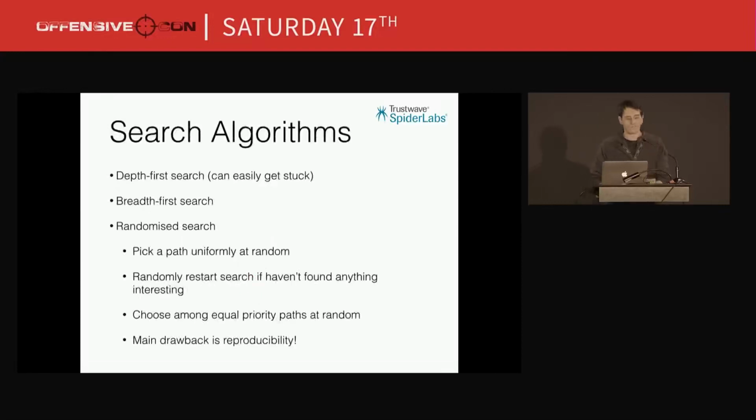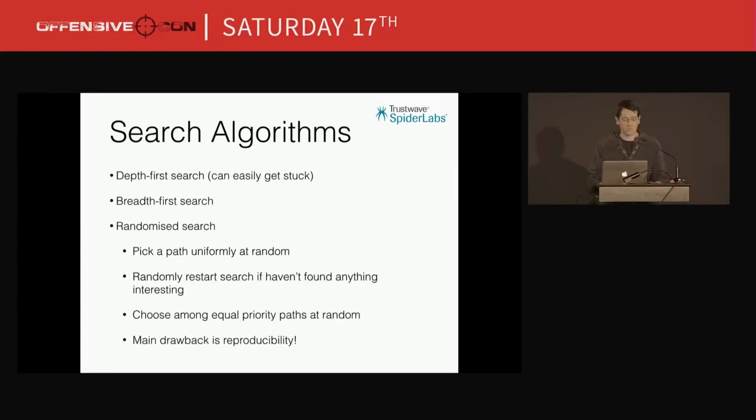There are different search algorithms when guiding the search and exploring the paths, and the easiest ones are depth-first search and breadth-first search. Depth-first search is quite easy to implement, but it can get stuck. Imagine you're exploring the path and you just keep going deeper down the execution path, and then that path never terminates. So you're just getting stuck in a single path, whereas breadth-first search tries to explore as many paths as it can, rather than going deeper down the execution path.